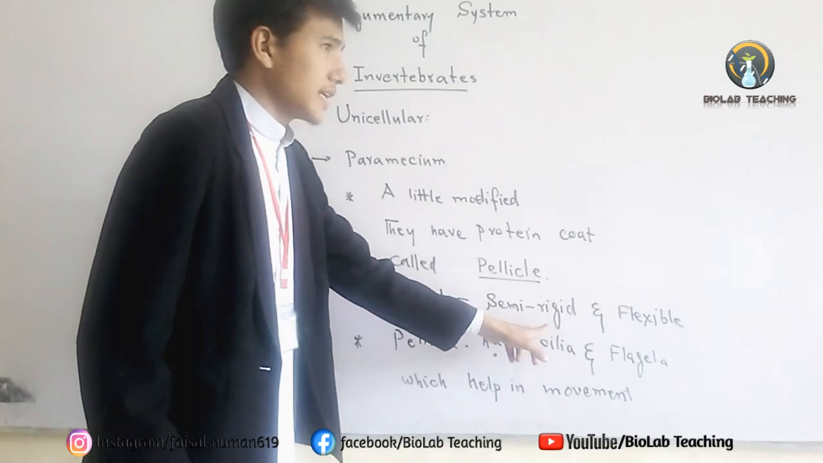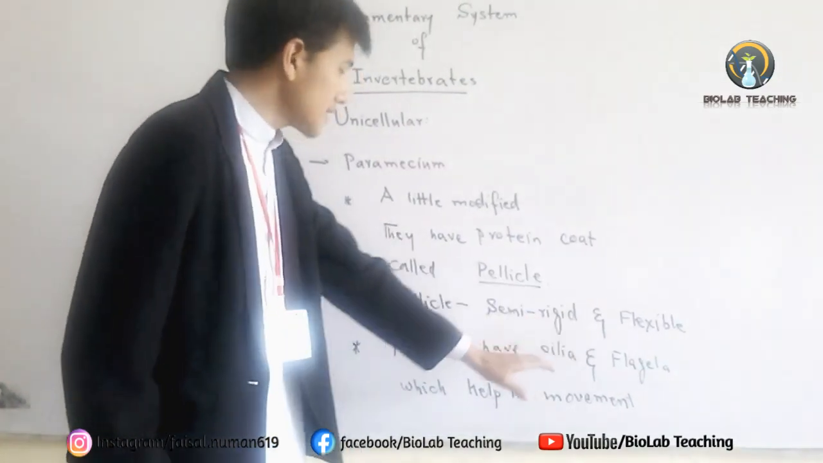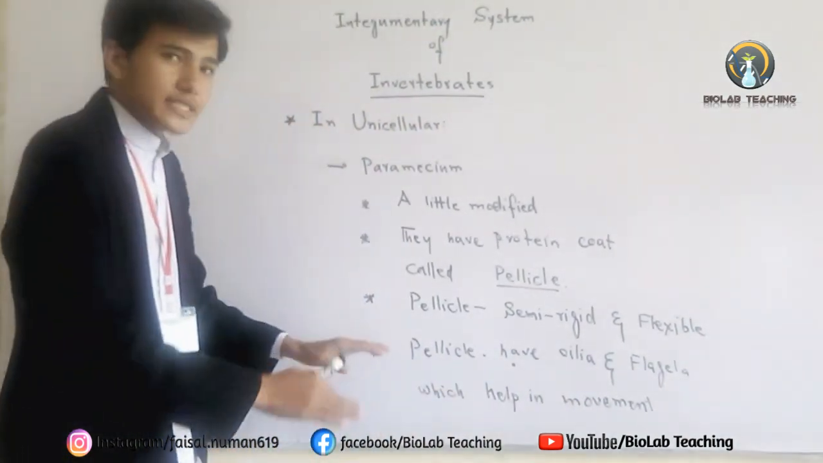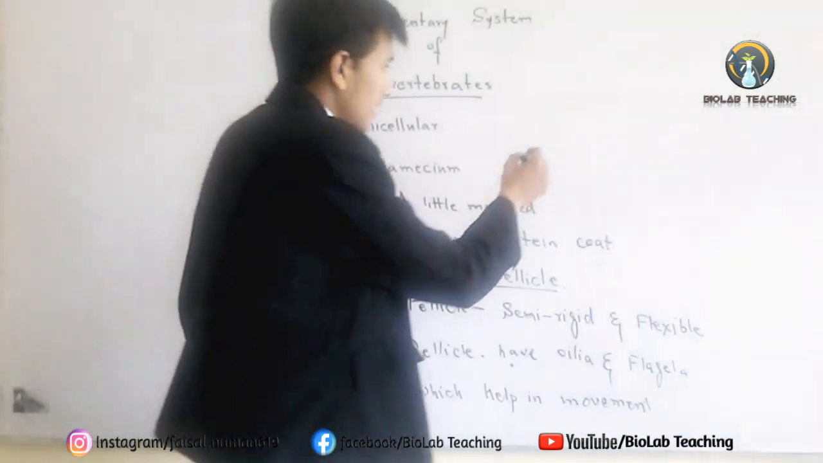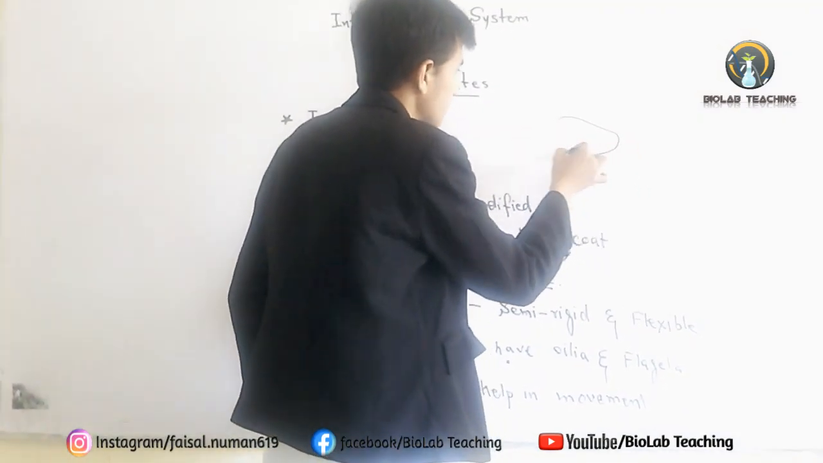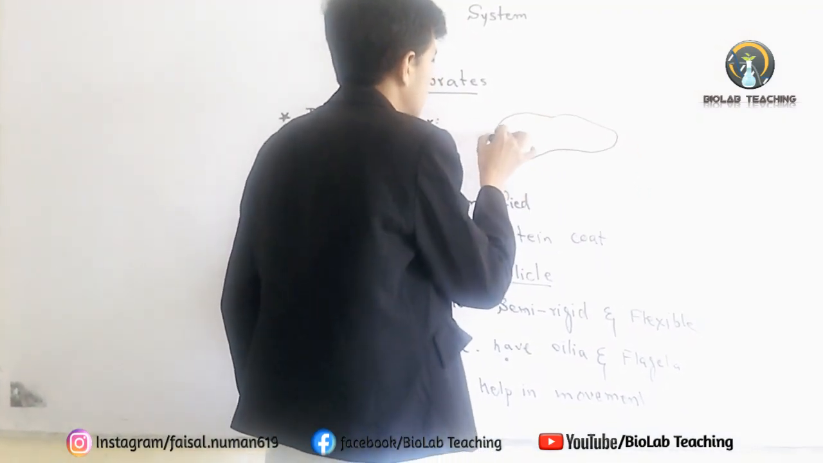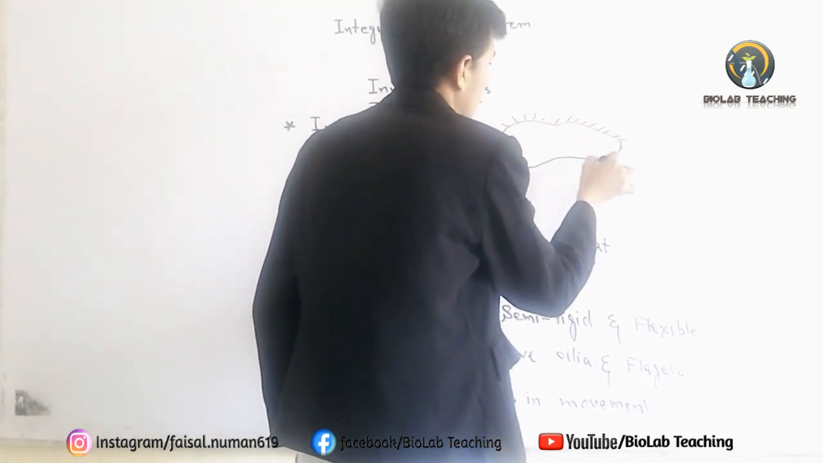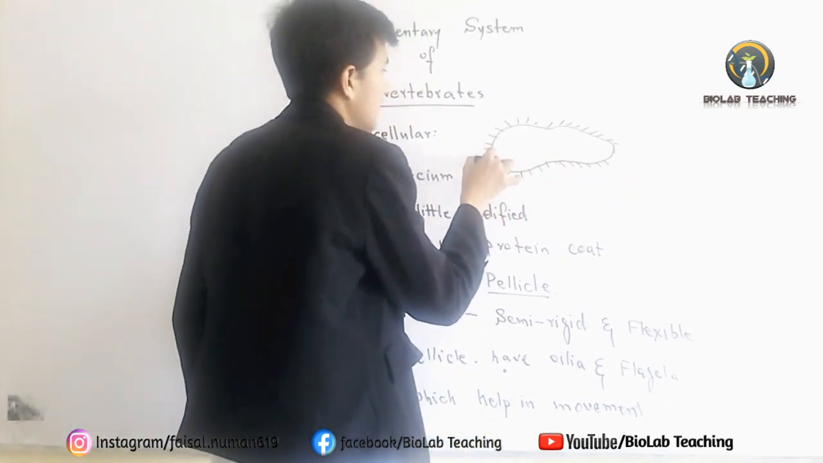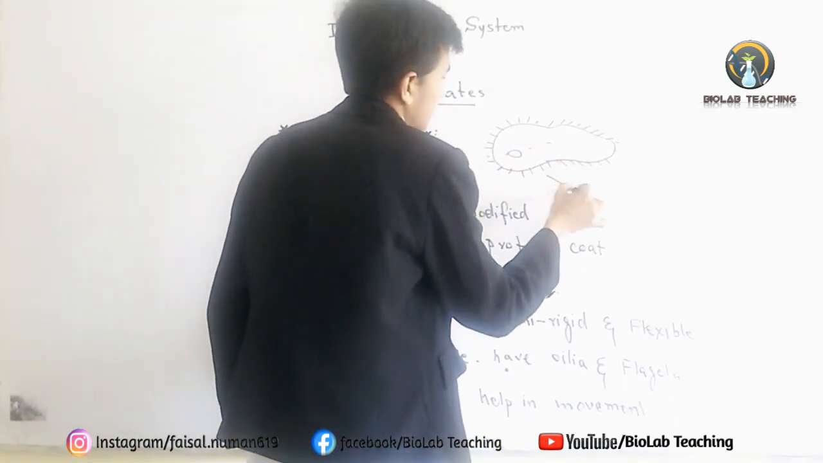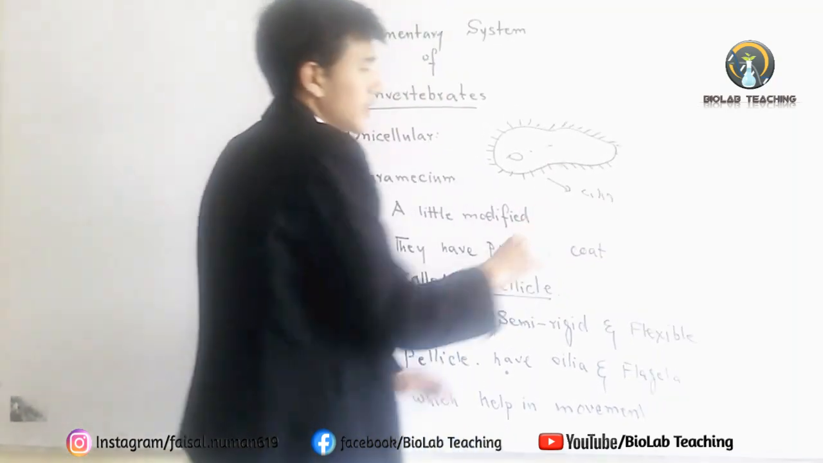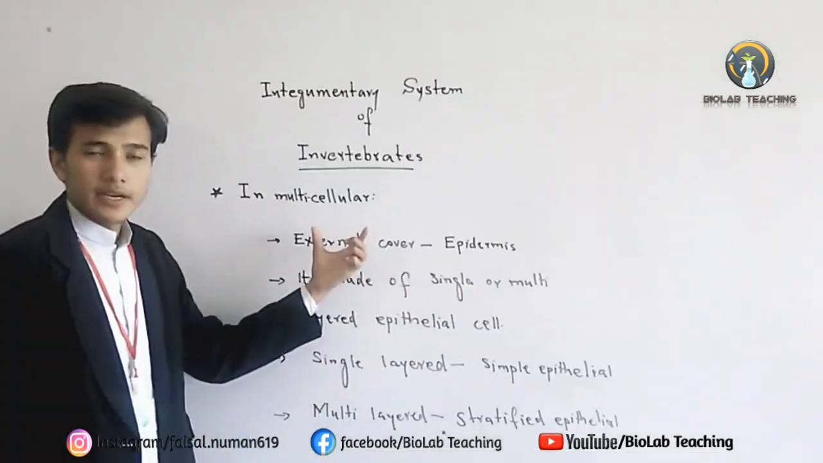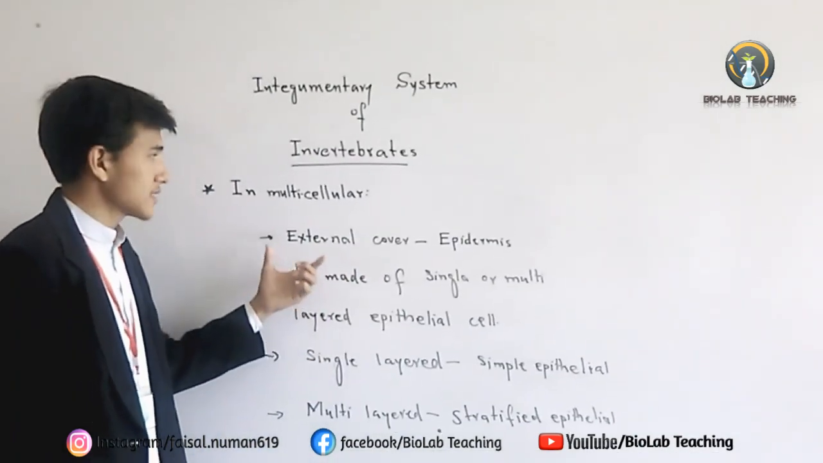Due to the semi-rigid property, they are flexible, and the pellicle has cilia and flagella present on the body. For example, Paramecium has cilia present on its body, and also flagella, which help in the movement of the Paramecium species. Next, we will study the integumentary system in a multicellular organism.